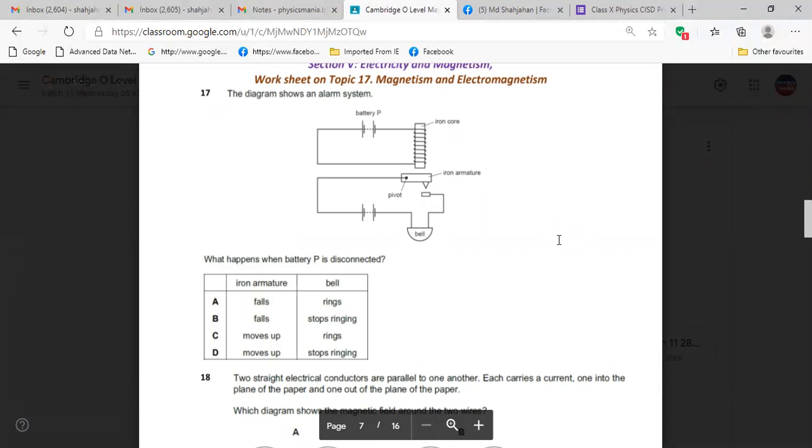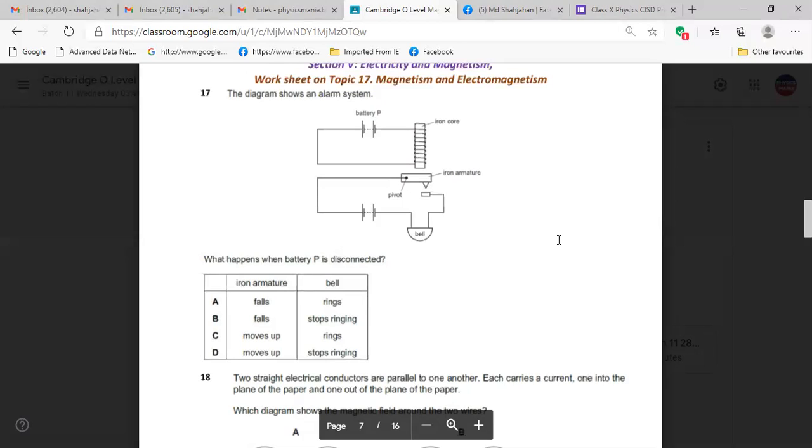17. Can you read the question? Please read, then it will take care. Read question 17. The diagram shows an alarm system. What happens when battery P is disconnected? Battery P is disconnected.